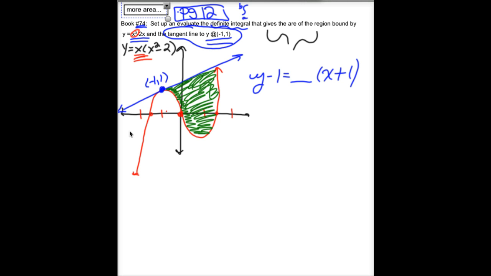So I'm going to go back up to my original function and take the derivative, which would be 3x squared minus 2. My 3x squared minus 2 will give me the slope of the tangent line everywhere on the curve. I want it at (-1, 1).